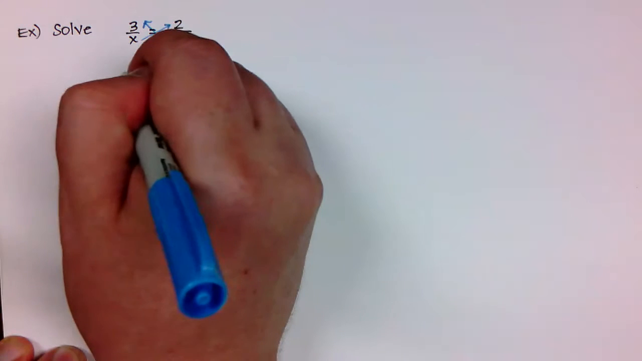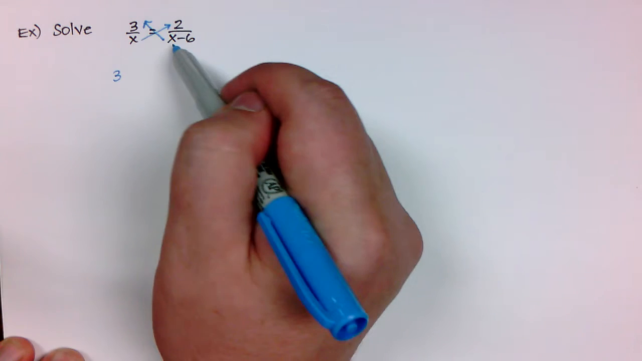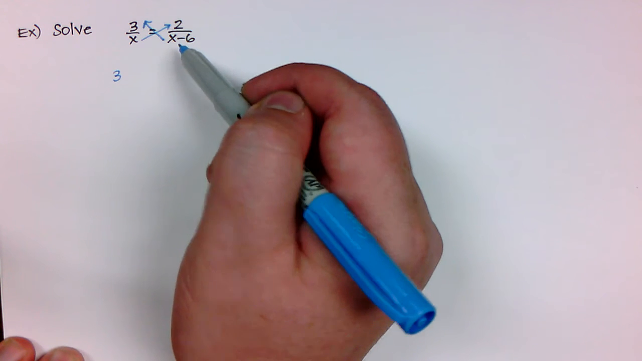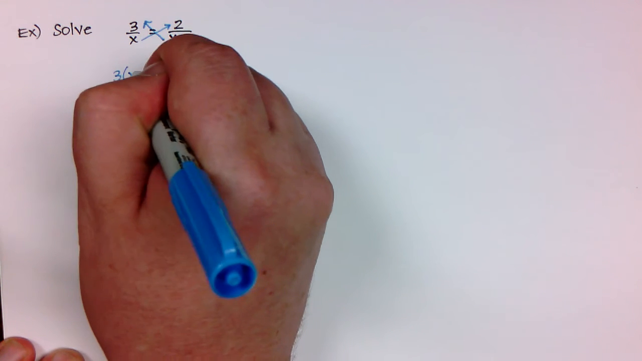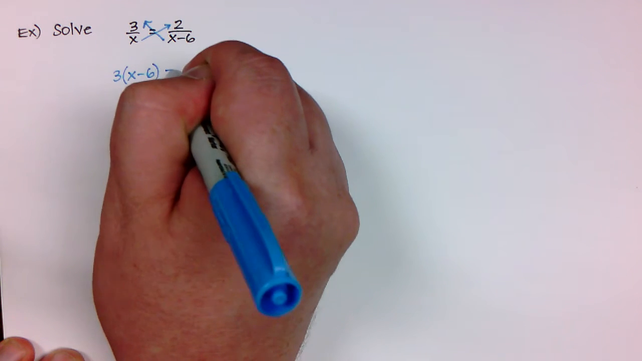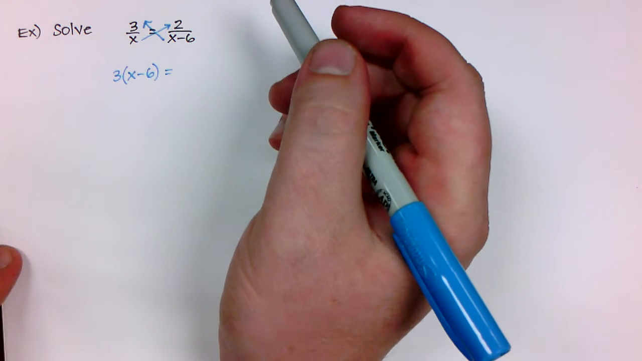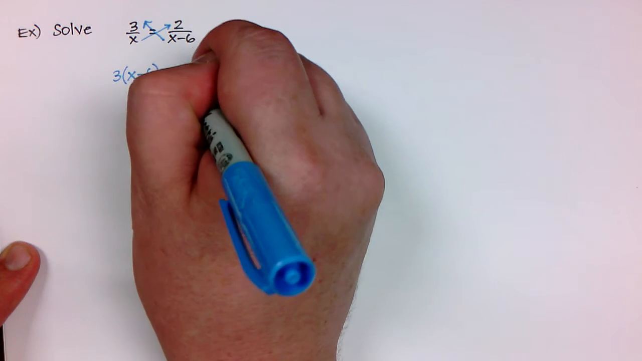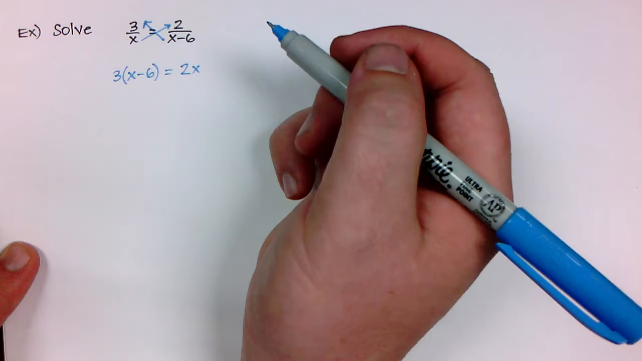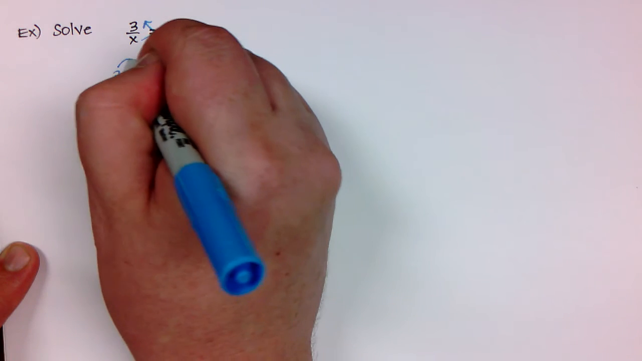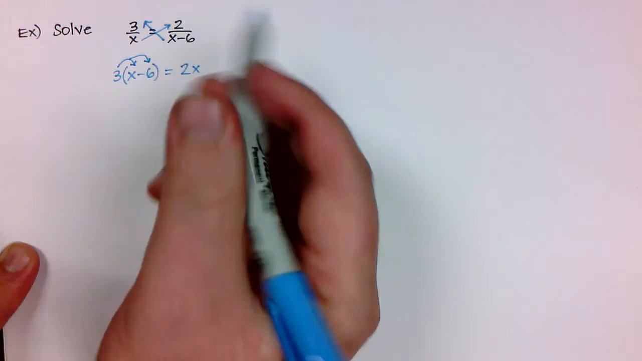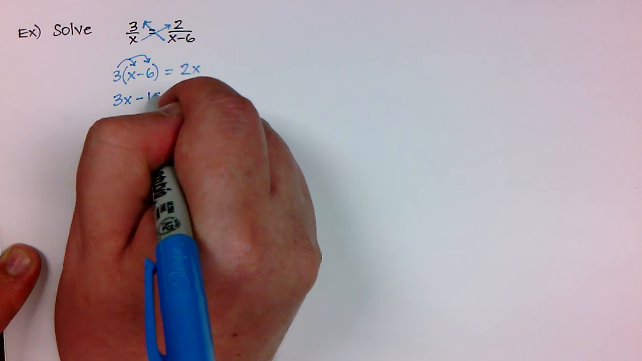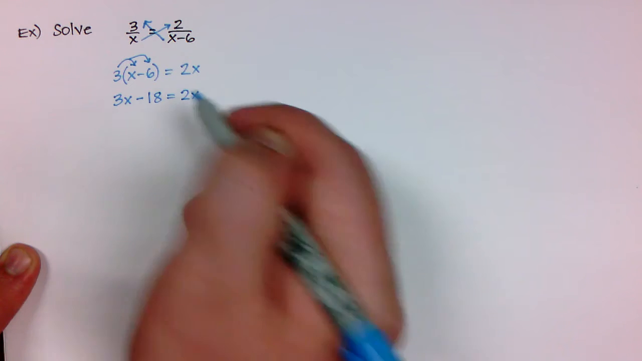So on this left-hand side, it's going to be 3 times x minus 6. The most important thing you need to remember is that this is the quantity x minus 6. Some people only multiply the 3 times the x, but it's multiplied by that whole denominator. And the other side is 2 times x. Okay, so now I'm going to use the distributive property to get rid of the parentheses. So 3 times x is 3x, minus 3 times 6, which is 18, is equal to 2x.